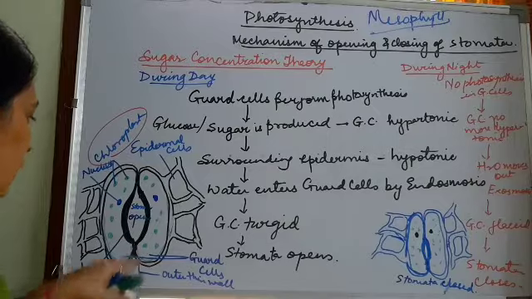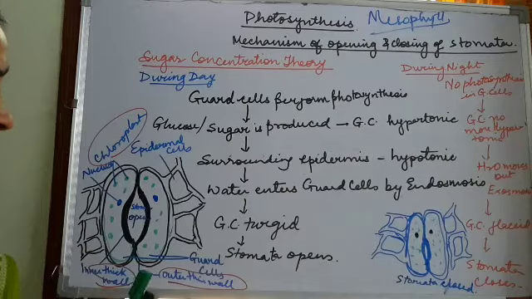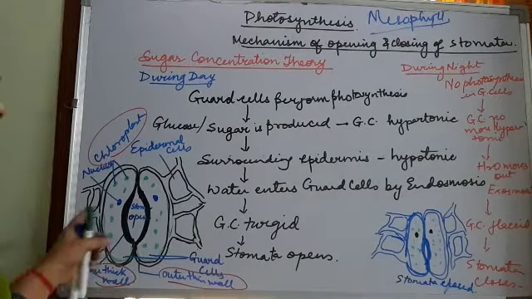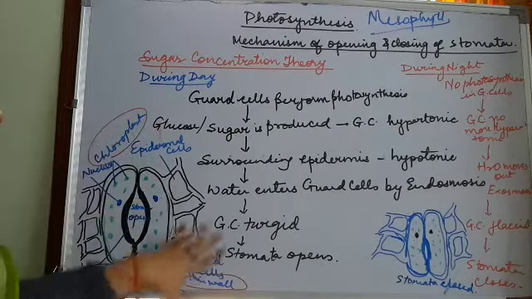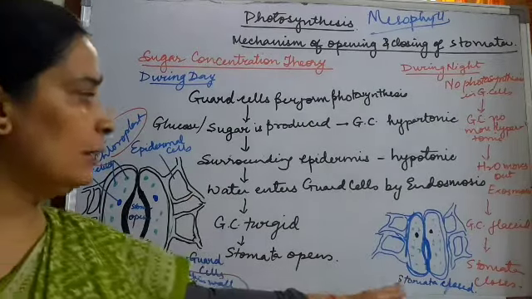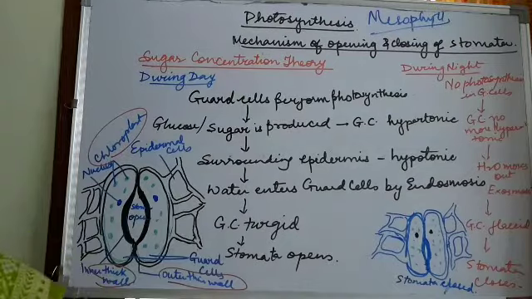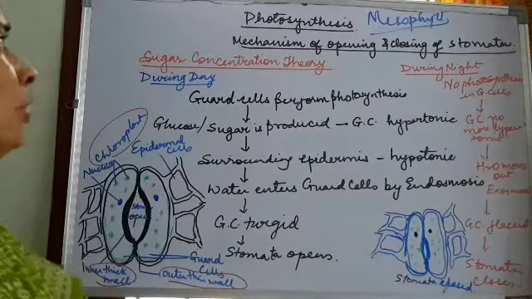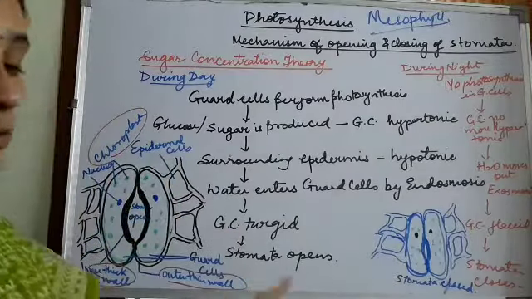Their inner wall is thick and outer wall is thin. So this helps them in opening and closing. They are supported by these epidermal cells, which results in opening and closing of stomata. They also bear a nucleus. So this is the complete structure of an open stoma. Okay, and when the stoma closes, you can see it looks like this. How this opening and closing of stomata takes place, we have to understand by two different theories. First I am going to take the sugar concentration theory, which tells us about the mechanism of opening and closing of stomata.